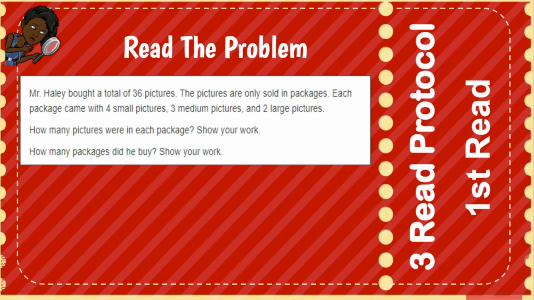Mr. Haley bought a total of 36 pictures. The pictures are only sold in packages. Each package came with 4 small pictures, 3 medium pictures, and 2 large pictures. How many pictures were in each package? Show your work. How many packages did he buy? Show your work. So let's think about what this problem is about.